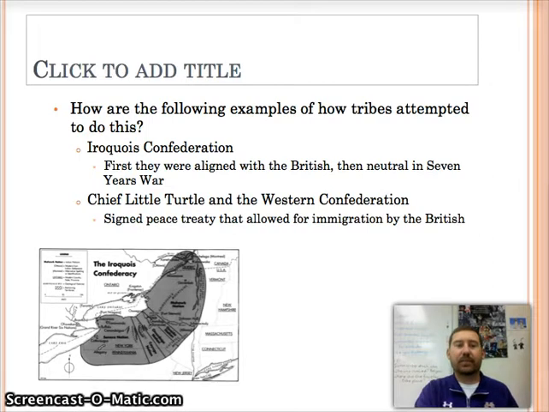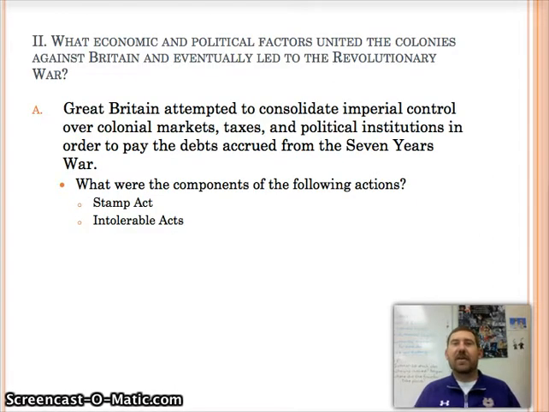All right, our second major question under Key Concept 3.1, what economic and political factors united the colonies against Britain and eventually led to the Revolutionary War? In other words, what caused the road to revolution? Well, the first answer to that is Great Britain attempted to consolidate imperial control over colonial markets, taxes, and political institutions in order to pay the debts accrued from the 7 Years' War. In other words, Britain is trying to raise money off the colonists, and there's two examples of this, or two components, and they are the Stamp Act and the Intolerable Acts.